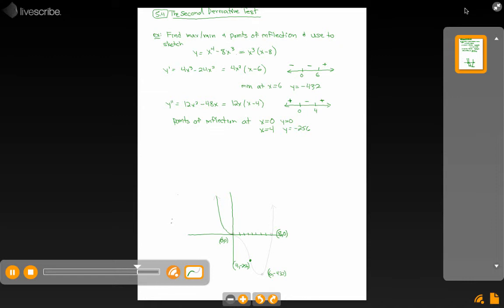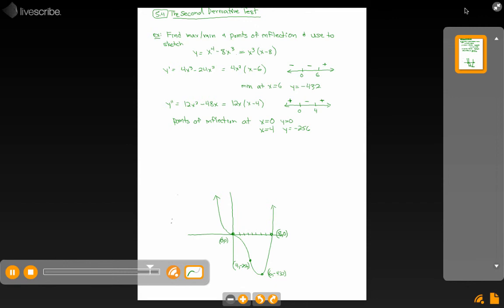So if I start at the far left, I should be decreasing, and I should be concave up, all the way until I get to 0. So I've got something like this. At 0, I continue decreasing, but my concavity changes, so I end up with concave down until I get to here. At 4, the concavity changes to concave up from now on, but I continue decreasing until I get to 6, and then I start increasing for the rest of the graph.